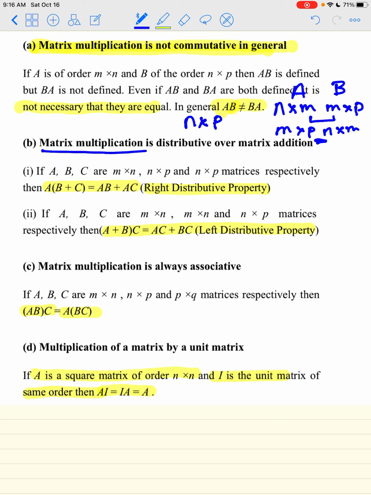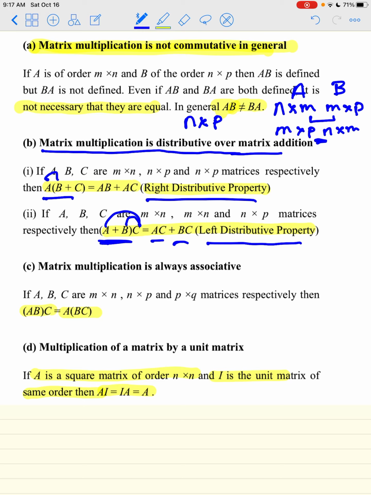Matrix multiplication is distributed over matrix addition. So we have A plus B times C to equal AC plus BC. This is called the left distributive property, and then A times B plus C is called the right distributive property. It's very important to actually know those words, okay? So this is where you're left, right? You're going like this way, to the left side, to the right side.